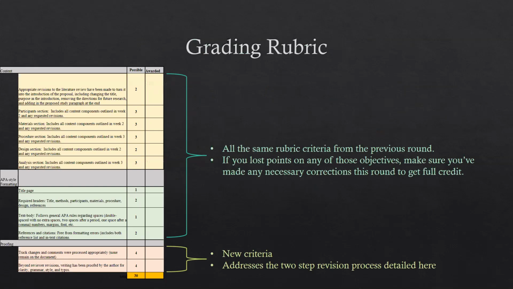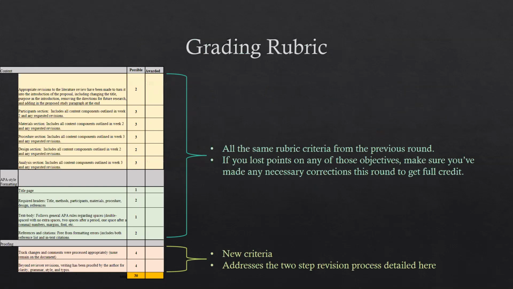And so if you submit your final draft and it has any track changes remaining on it or any comments remaining on it, you're going to lose points here. And if you just deleted comments without addressing them, I'll be able to see that too, and you'll also lose points there. The second item in the new criteria here is your own proofing, okay?